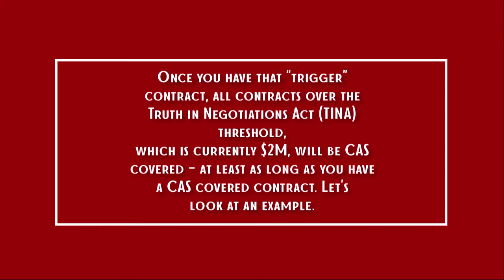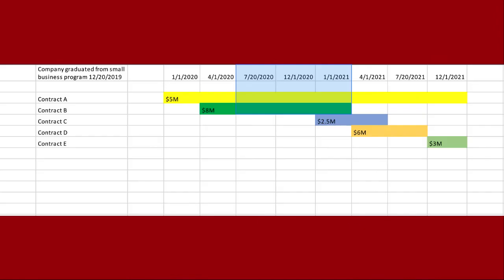Let's look at an example. This company graduated from Small Business Program on December 20th, 2019. And here's a graph of the contracts it was awarded in the next 2 years. Contract A was awarded on January 1st of 2020 and ended December 15th of 21. This one is not a CAS-covered contract because it was under the $7.5 million trigger. Contract B is the first CAS-covered contract because it is over the trigger.